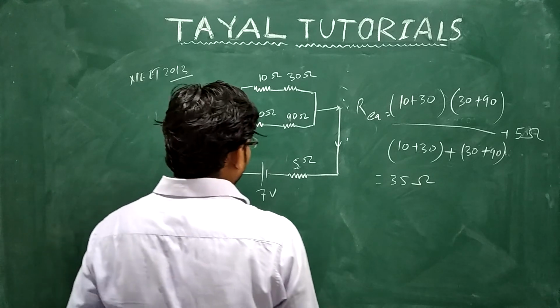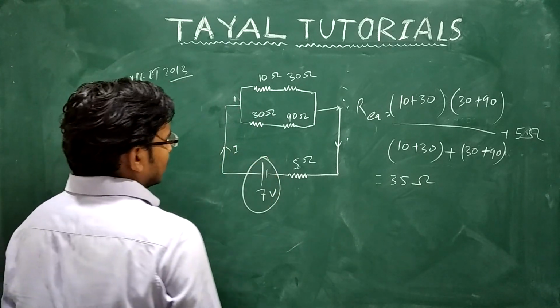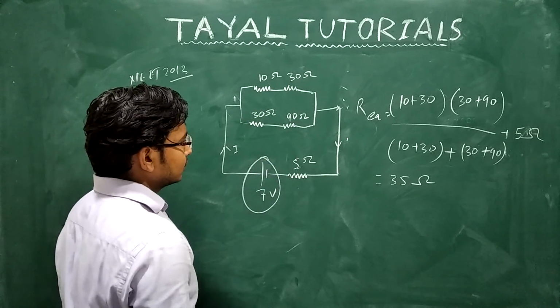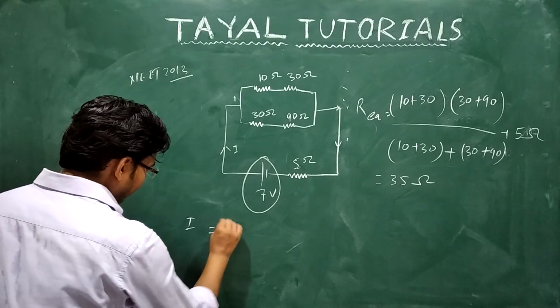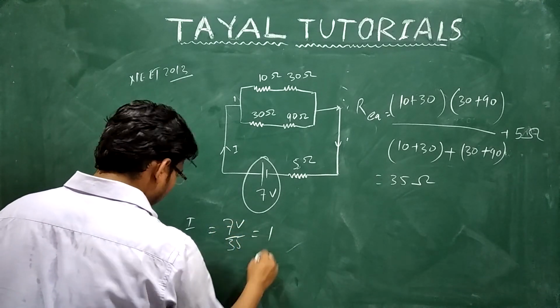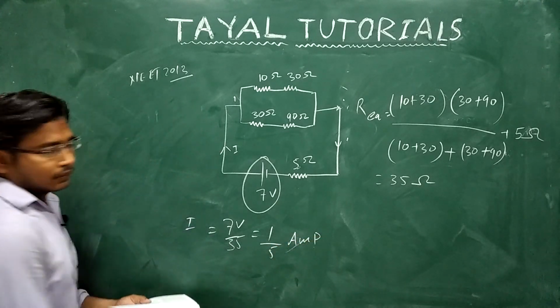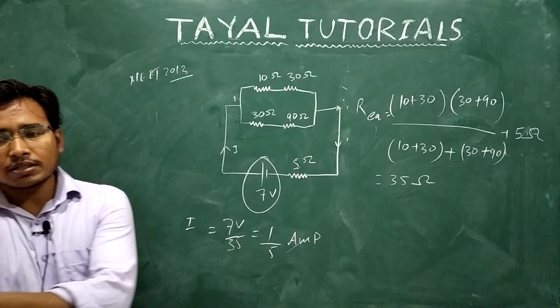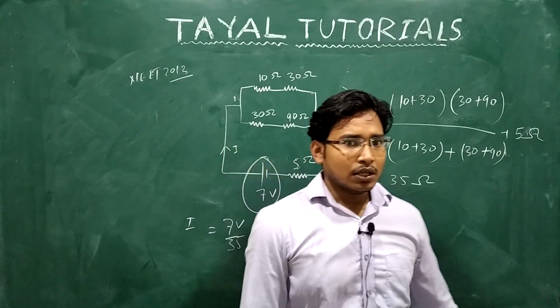Okay, now I want to get the value of current which is being fed by that 7 volt. So the entire R equivalent you have got is 35. So I is equal to what, 7 volt by 35, that will be 1 by 5 ampere. That's the answer. This is the Wheatstone bridge related concept.